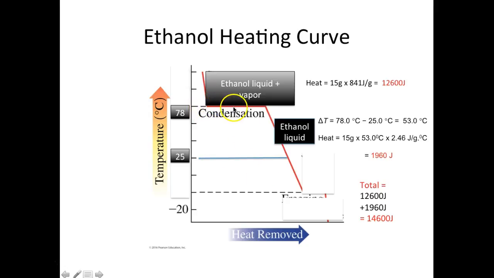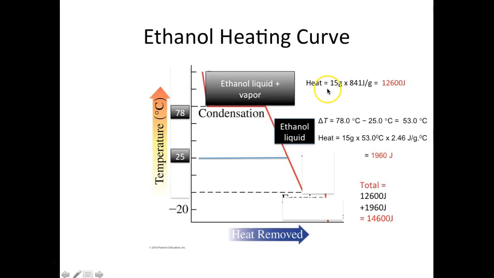Ethanol at 78 degrees is liquid plus vapor, all right? And I think I've done this incorrectly. The heating curve is going to go the other direction. This plot has to be flipped over. But anyway, you'll get a picture of what's happening. At 78, you have both the liquid and the vapor, two states, and the temperature remains constant, all right?